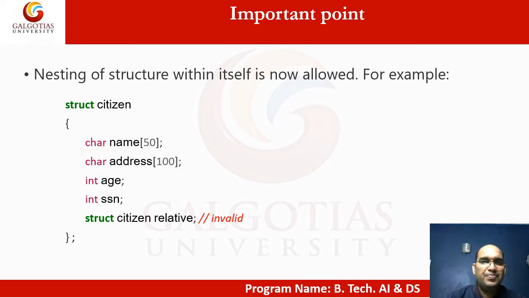Now, important point, nesting of structure within itself is not allowed. For example, struct citizen, and then you are writing char name, char address, int age, int SSN. Then you cannot write a struct citizen inside this. Got this? Because then what will happen? Then struct citizen inside struct citizen is going to be infinite nesting, right? Because this struct citizen will again contain the struct citizen, and so on. So this way of doing it is invalid. So you cannot define the same structure inside that particular structure.